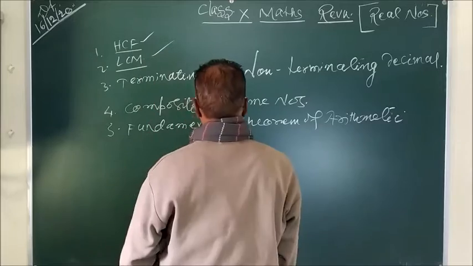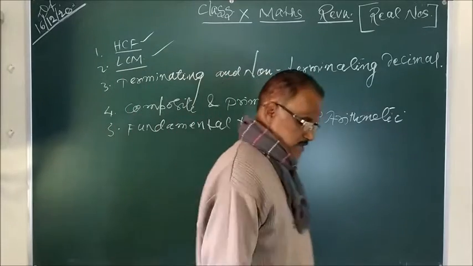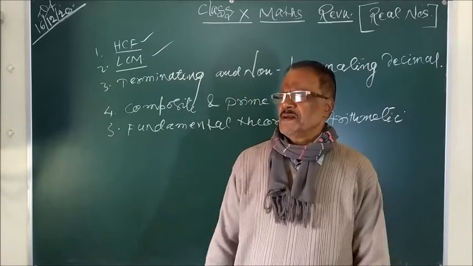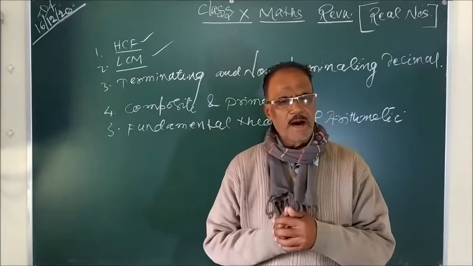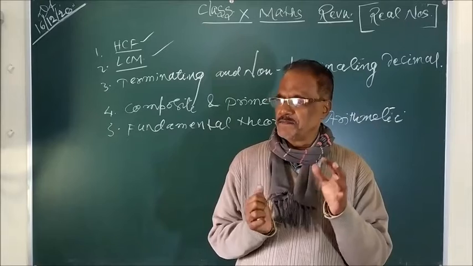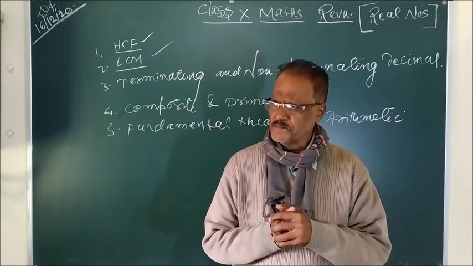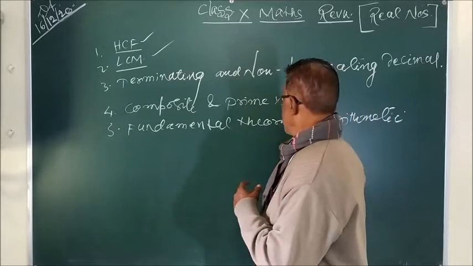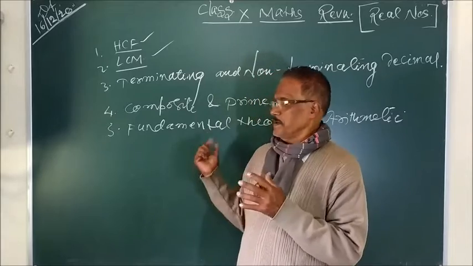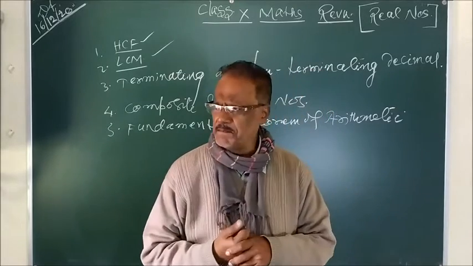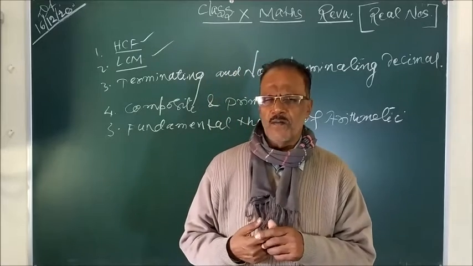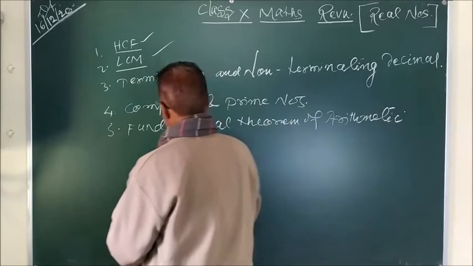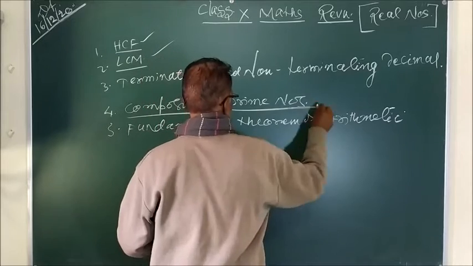Now you have to see, I would like to mention in this chapter, finding HCF by Euclid division lemma has been deleted for this session. So you have to concentrate on the fundamental theorem of arithmetic, that will be used to find the HCF and LCM. But you should know what is the fundamental theorem of arithmetic. Before this, you should try to understand composite and prime numbers.